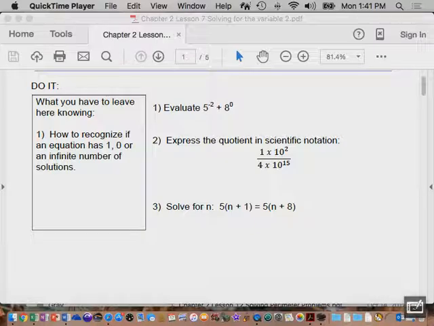Now, I don't think this is the same as is on your paper, is it?